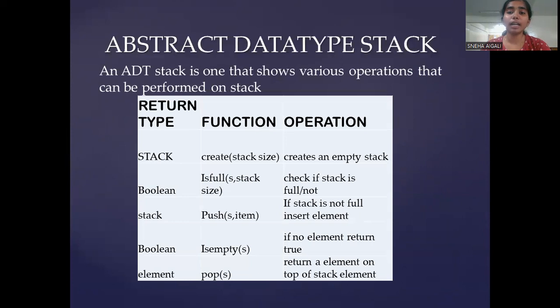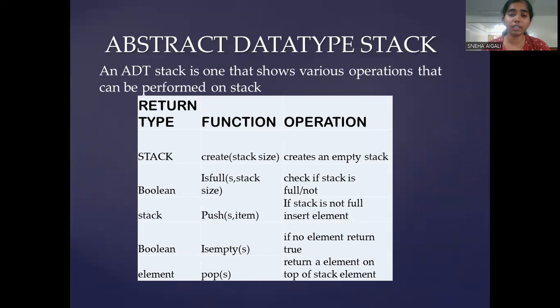Now we have the abstract data type stack. That is, an ADT stack is one that shows various operations that can be performed on a stack. The various functions are listed in the table. The first function we have is the create function. The create function is used to create an empty stack. It is used as the keyword create followed by braces in which the user specifies the size of the stack. What it returns is a stack.